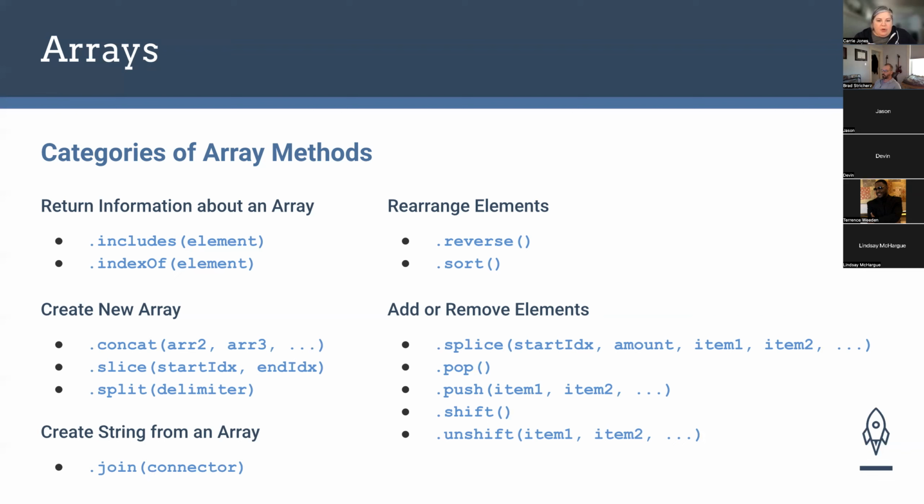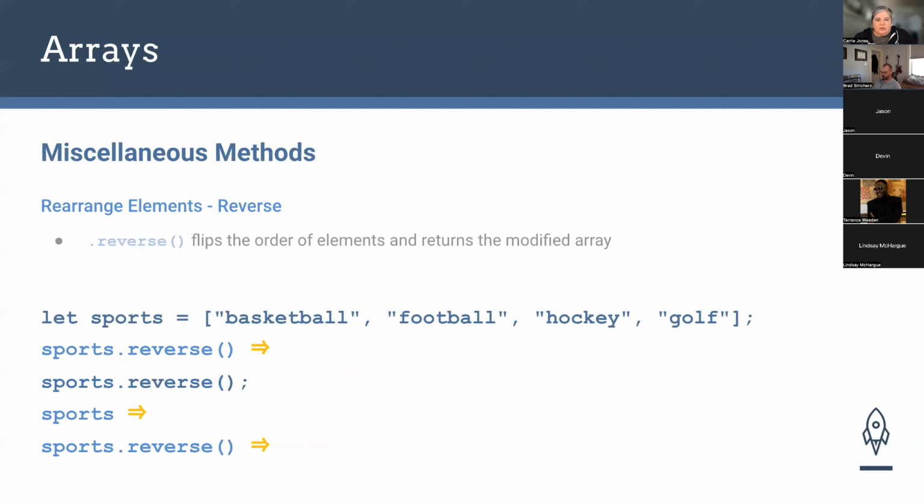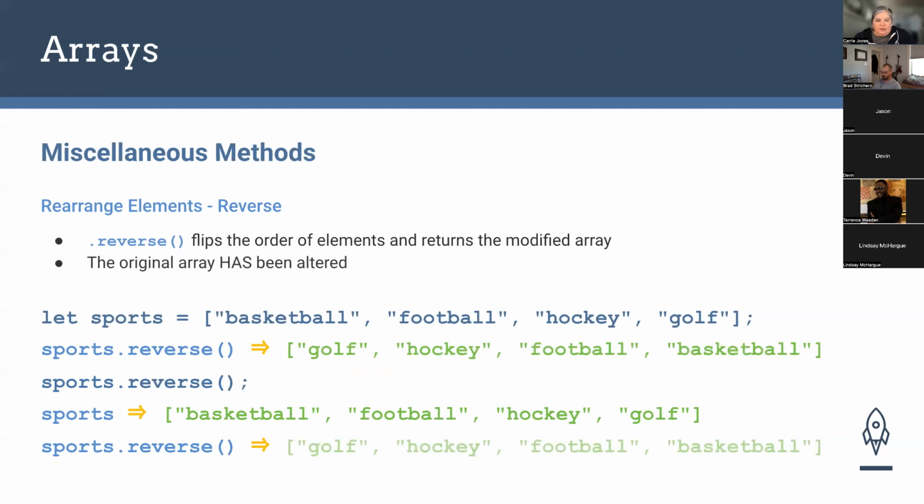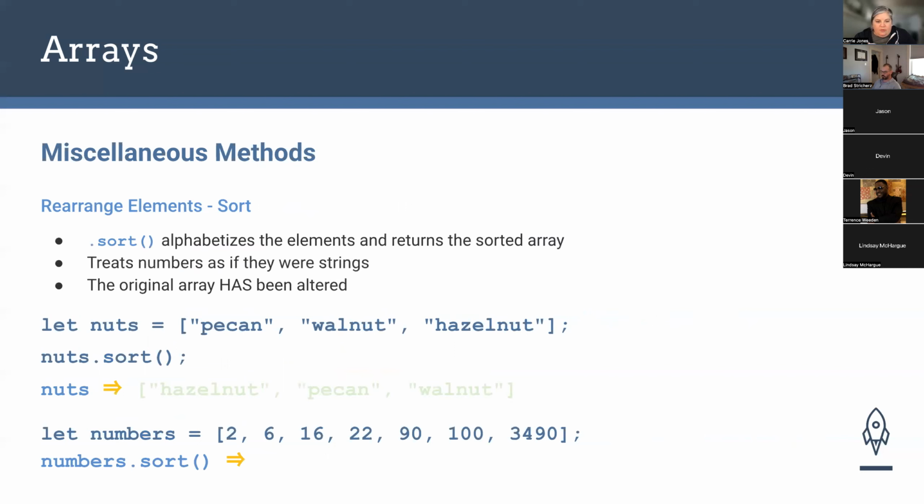I'm going to skip past. Let me see if I can. Yeah, so we did all of this before. Reverse, and we talked about how every time you use reverse, it reverses it, whether you're console logging it or just calling it or whatever. Sorting, we talked about, same thing. If you use it, it sorts it. And with numbers, of course, it treats them like strings.